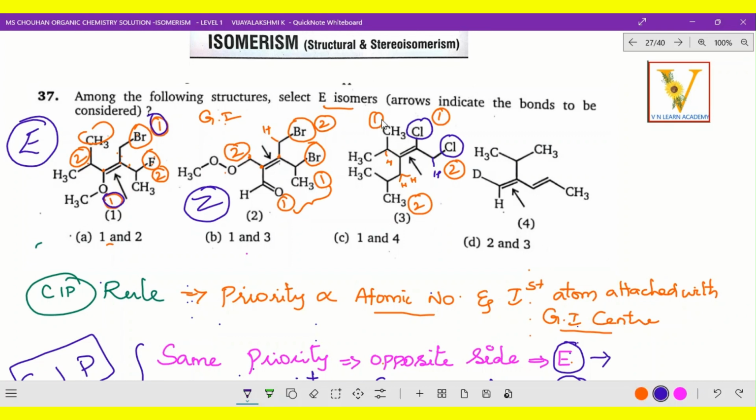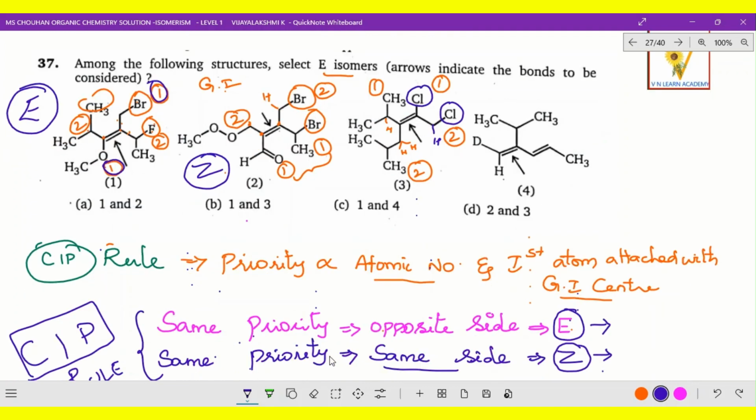So what is the answer you are providing? The same group which is attached, priority one and one, on the same side. I hope you got that idea. That Cl is directly attached to the same Gi. Here it is attached with CHCl, and in the same way here CH3 is directly attached to carbon, which is attached to CH3, whereas here it is CH2CH3, so naturally the priority will go there only. Same side means same priority on the same side. Here this is also Z isomer. I hope you got the clarity.